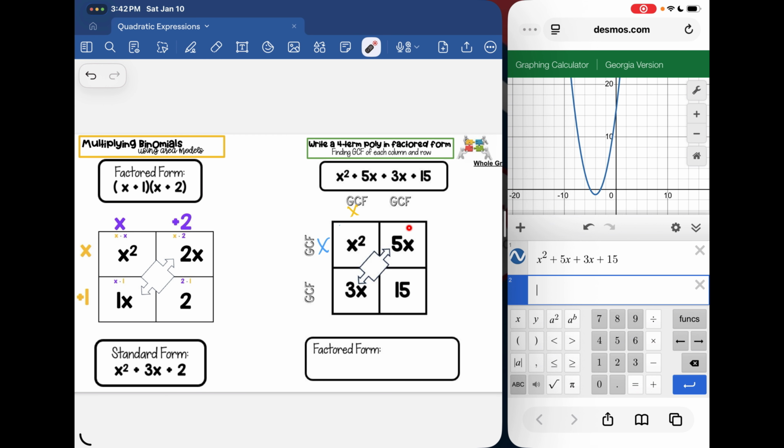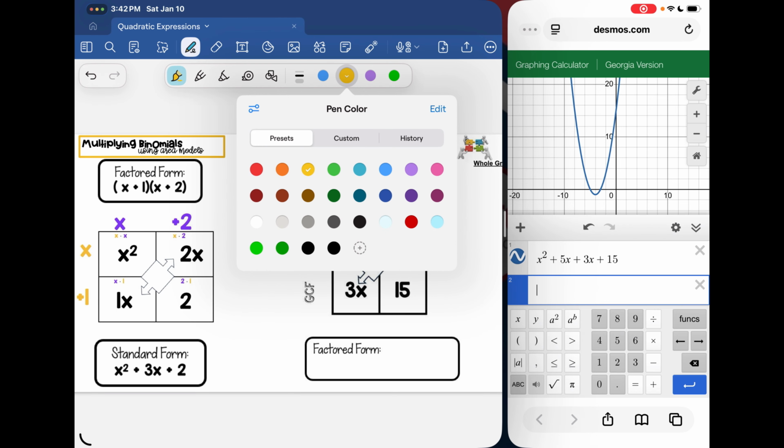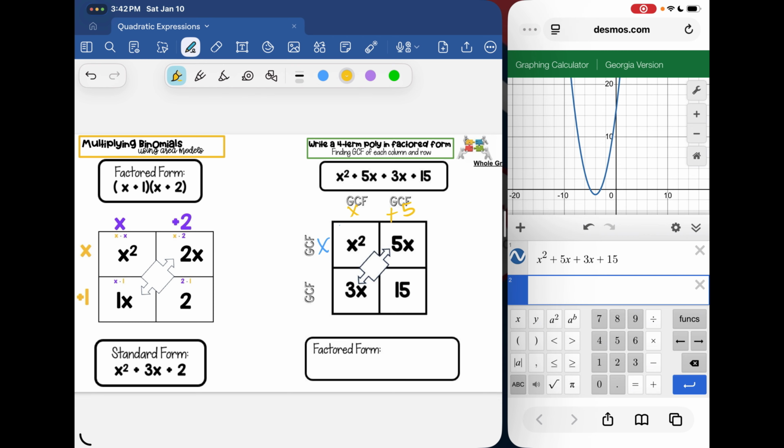So let's look at this box, 5x. And I want to know, what am I going to put outside of this box that I can multiply to x to get 5x? Hopefully you said 5. Because 5 times x is 5x. Well, what can I put outside of this box that I can multiply by x to give me 3x? Hopefully you said a positive 3. Because x times 3 gives me 3x.